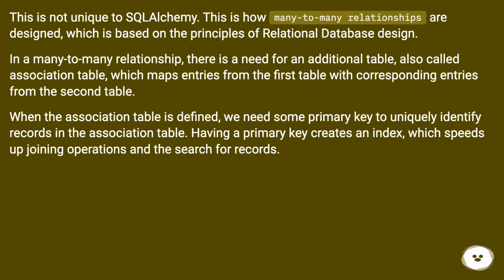When the association table is defined, we need some primary key to uniquely identify records in the association table. Having a primary key creates an index, which speeds up joining operations and the search for records.